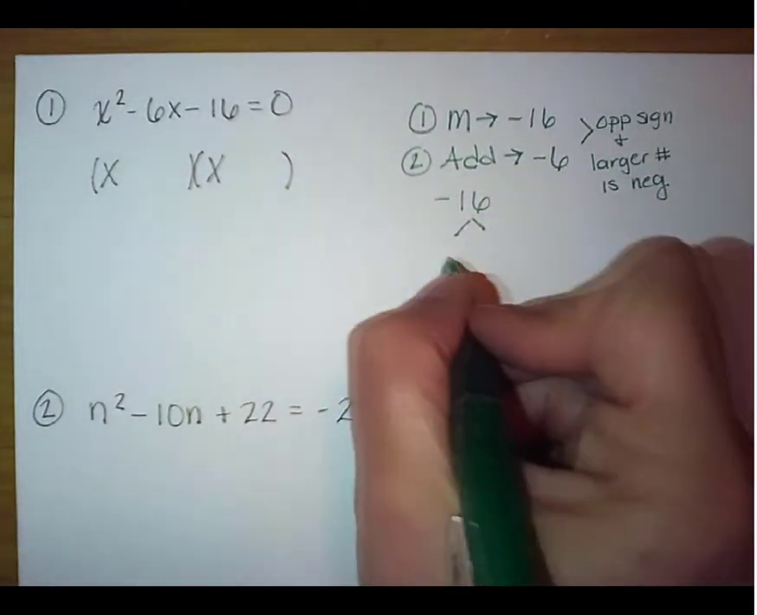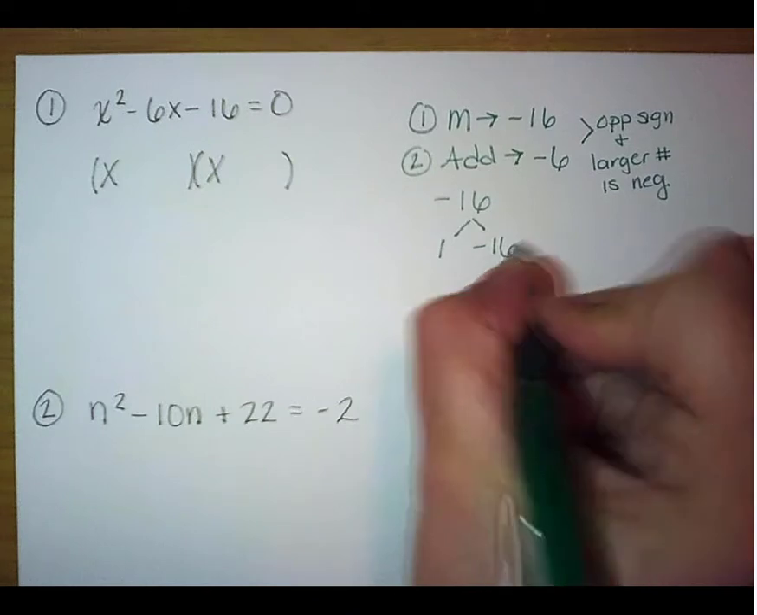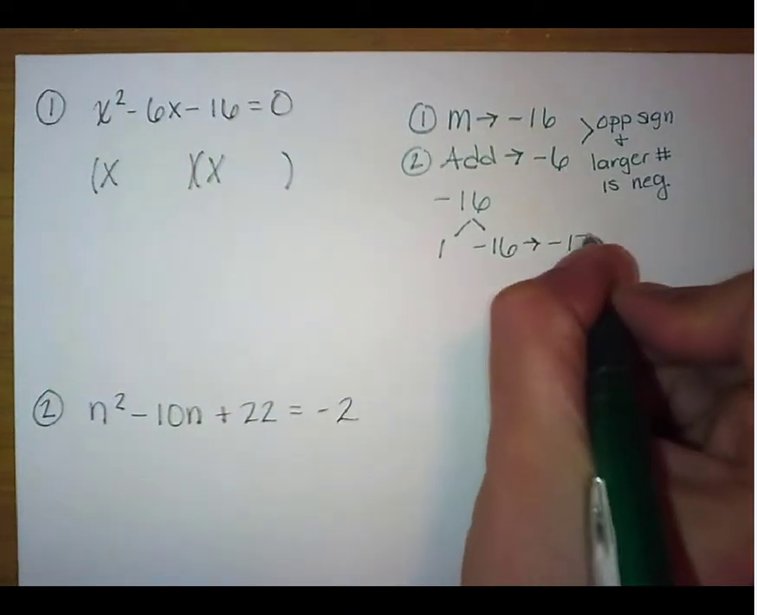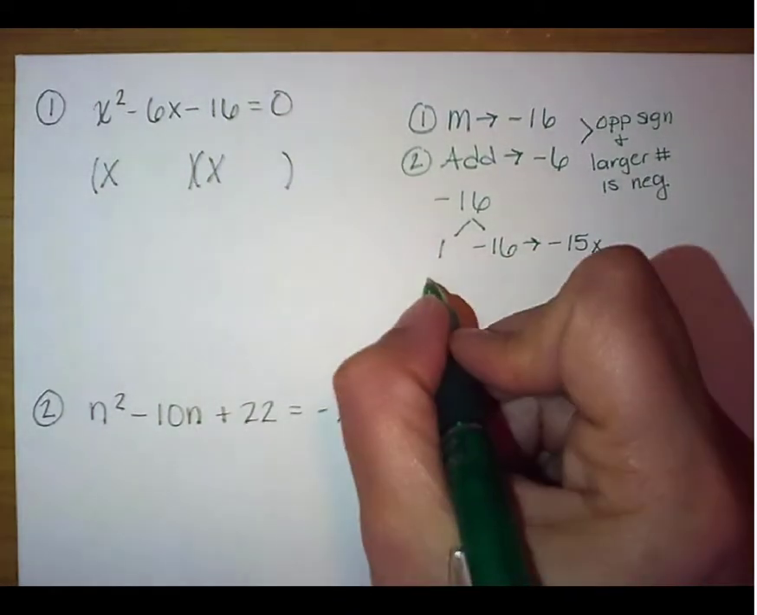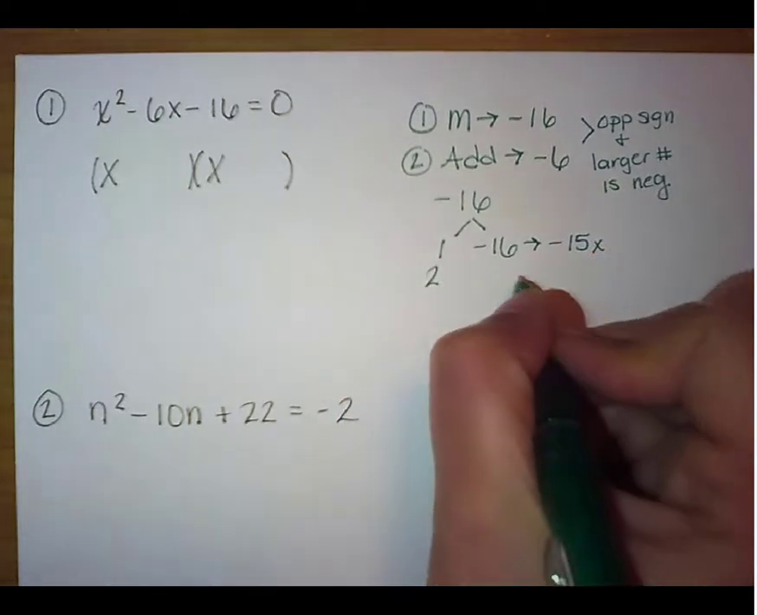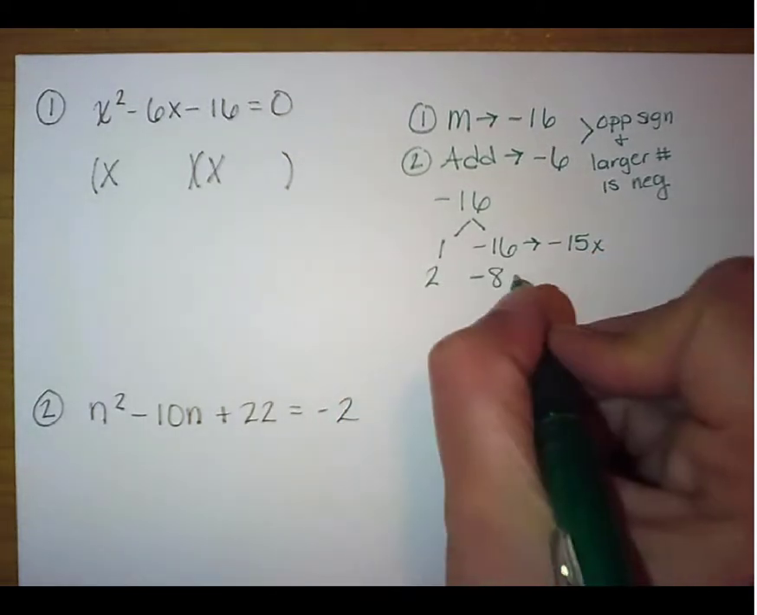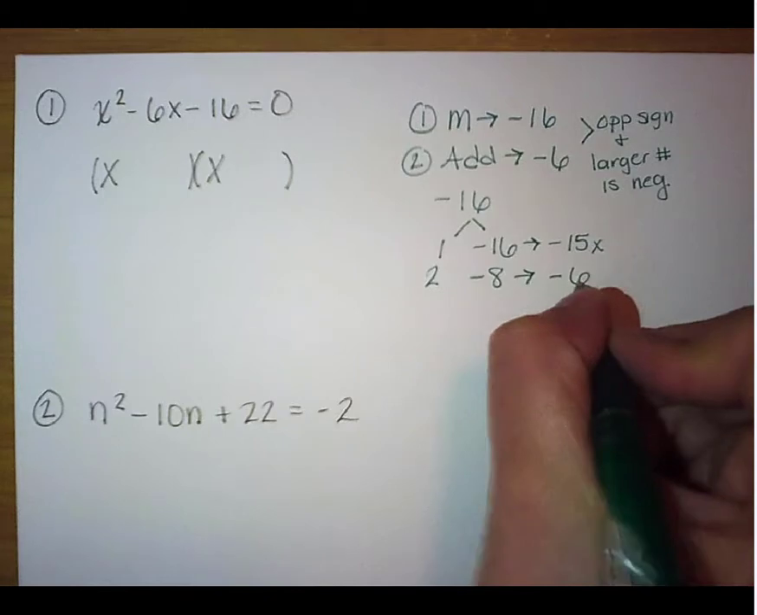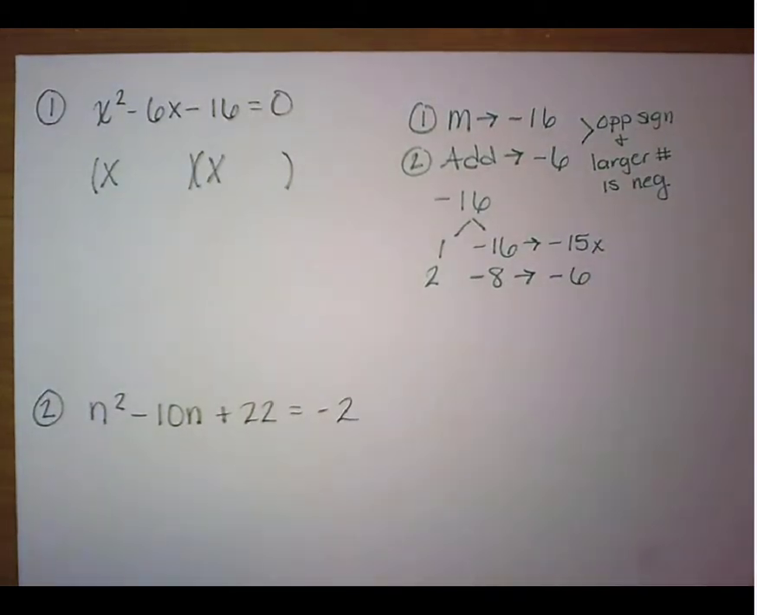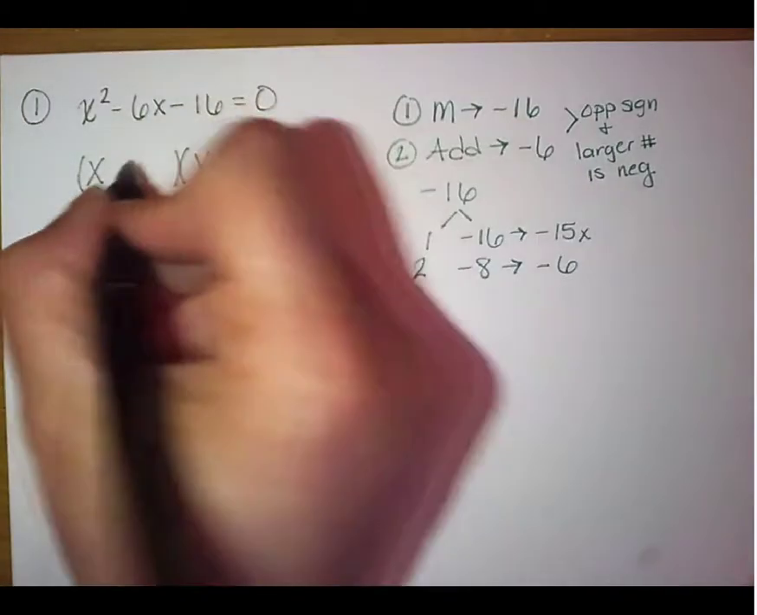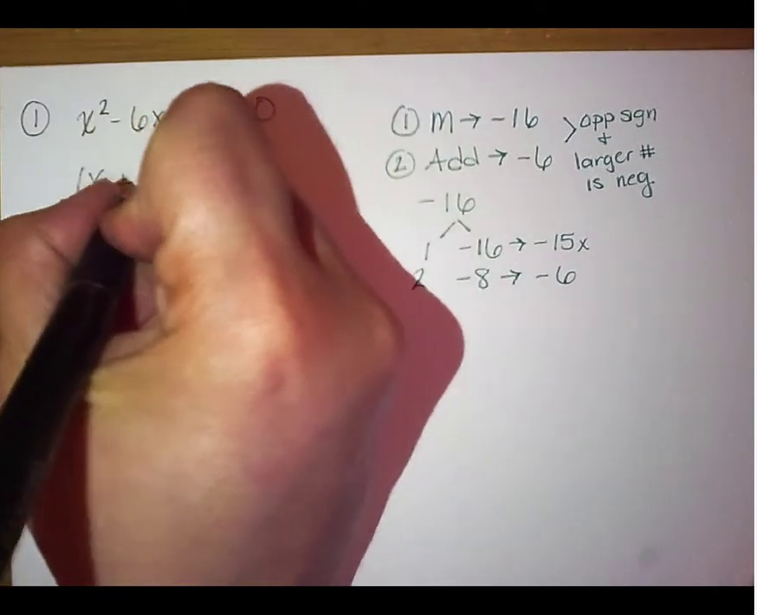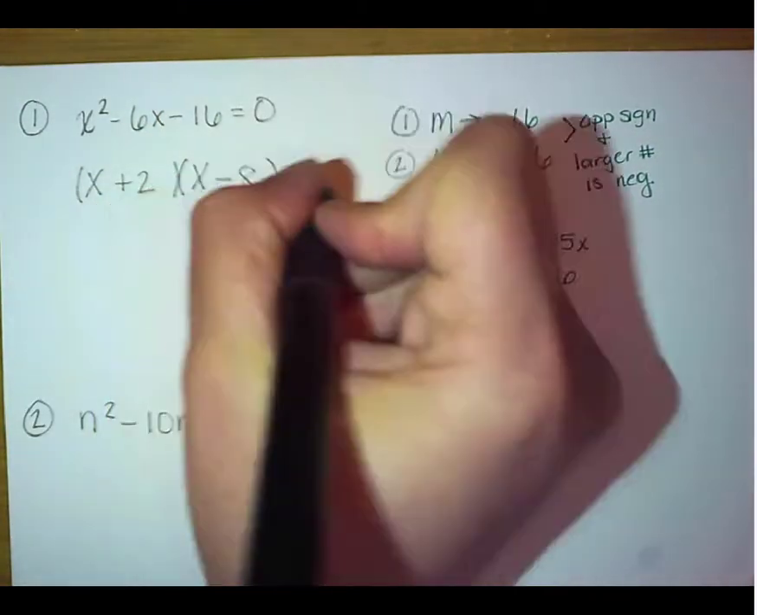Okay, so now we're looking at negative 16. So we could do 1 and negative 16, but that would give us negative 15, so that's not correct. I'm going to just go up the line. So we could do 2 and negative 8. Oop, there we go. Right off the second one we tried, negative 6. So this would end up being x plus 2, x minus 8 equal to 0.